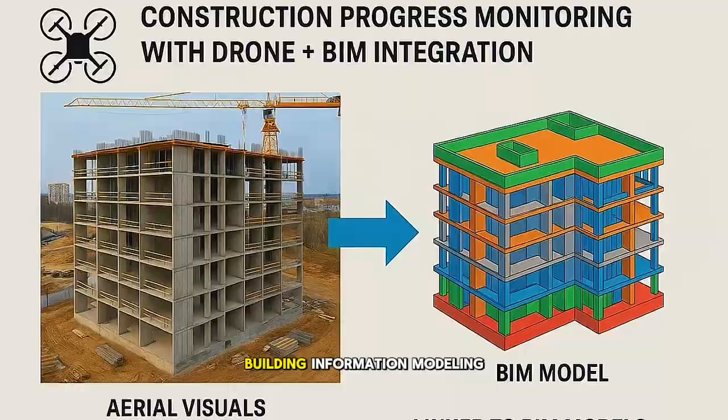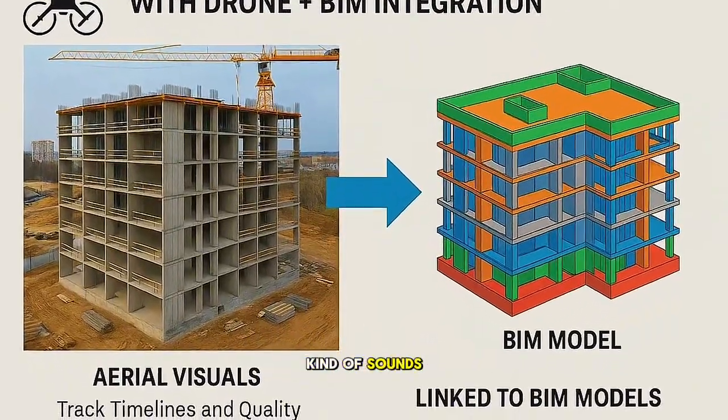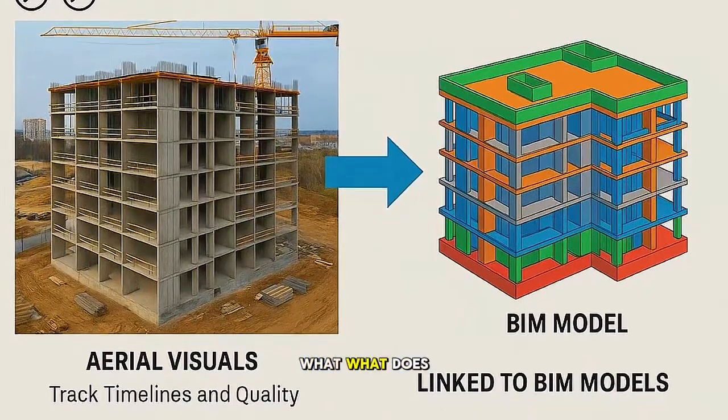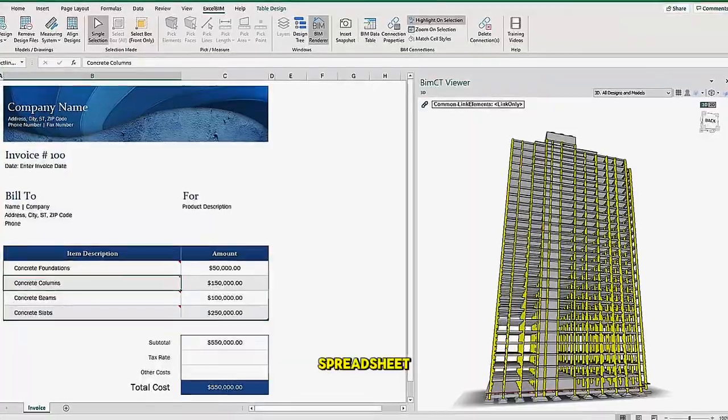Starting off with what is BIM? BIM stands for Building Information Modeling. All right, so that kind of sounds a little vague. What does that exactly mean? Basically, the simplest way I can think about explaining it, BIM is a model plus a spreadsheet.